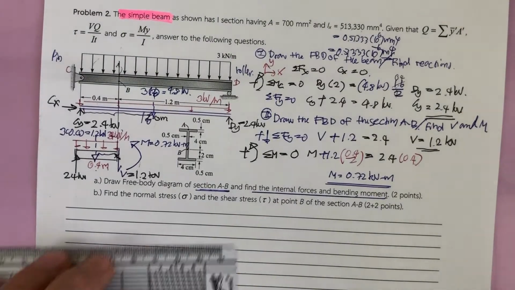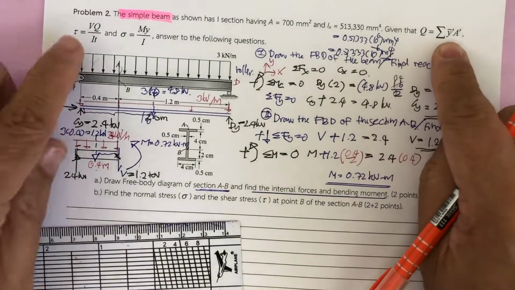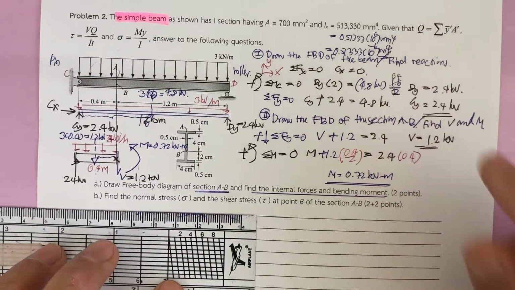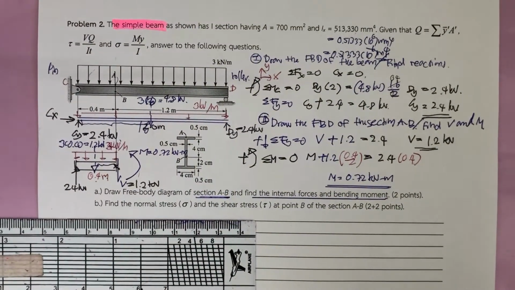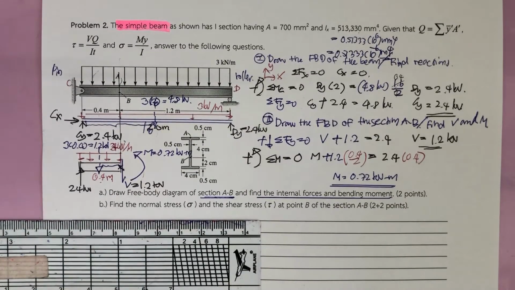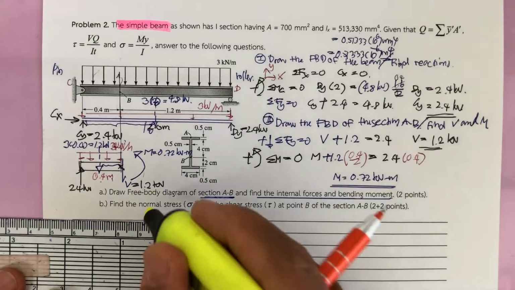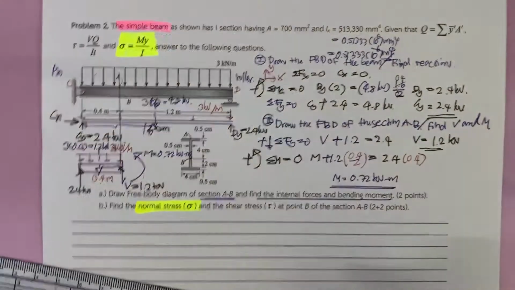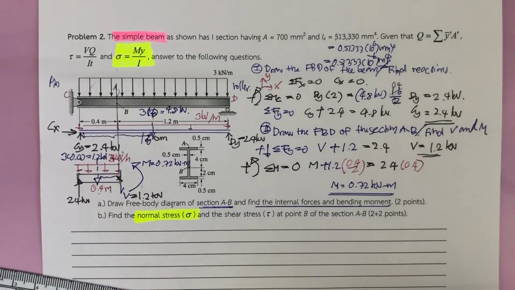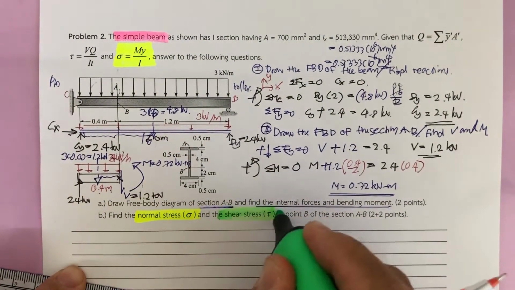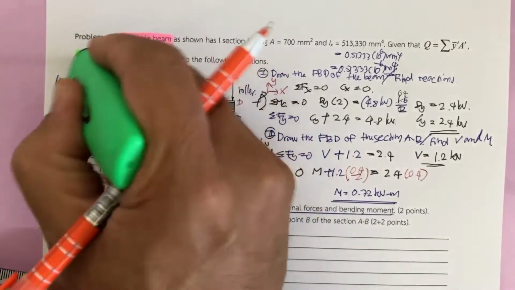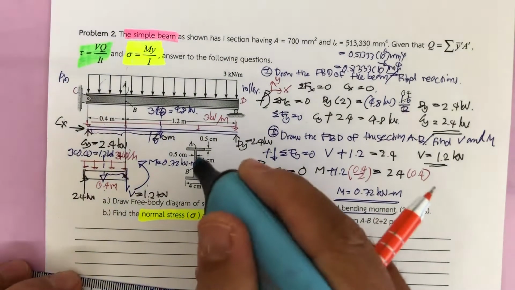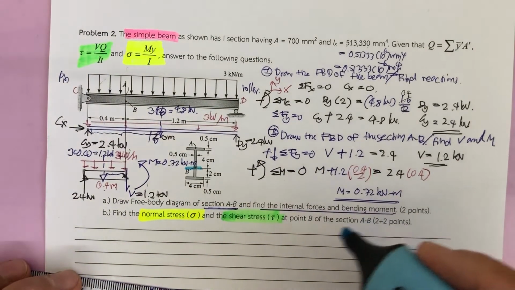Then they ask us to use the equation that they gave me from chapter 6 to determine the normal stress and also the shear stress. This normal stress is only due to the moment, and they asked us to look for the shear stress. This shear stress is going to be at what? At point B. Only at this point, point B.